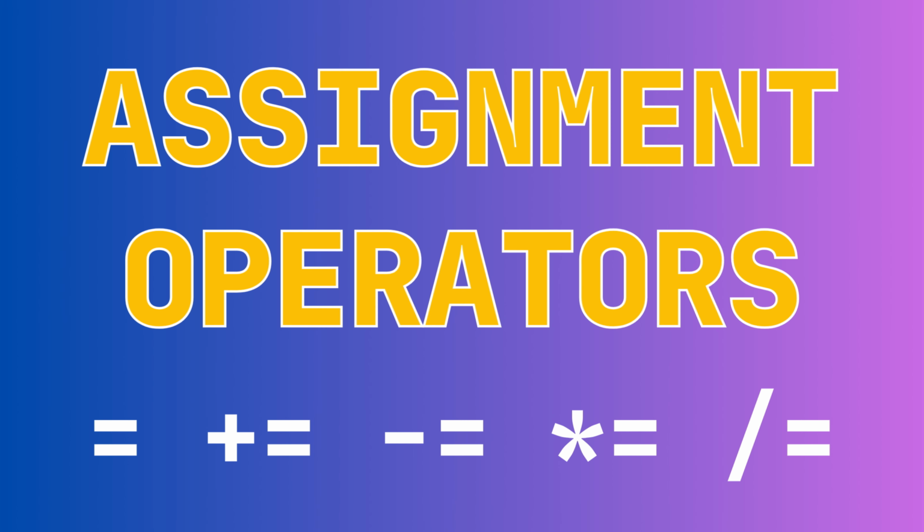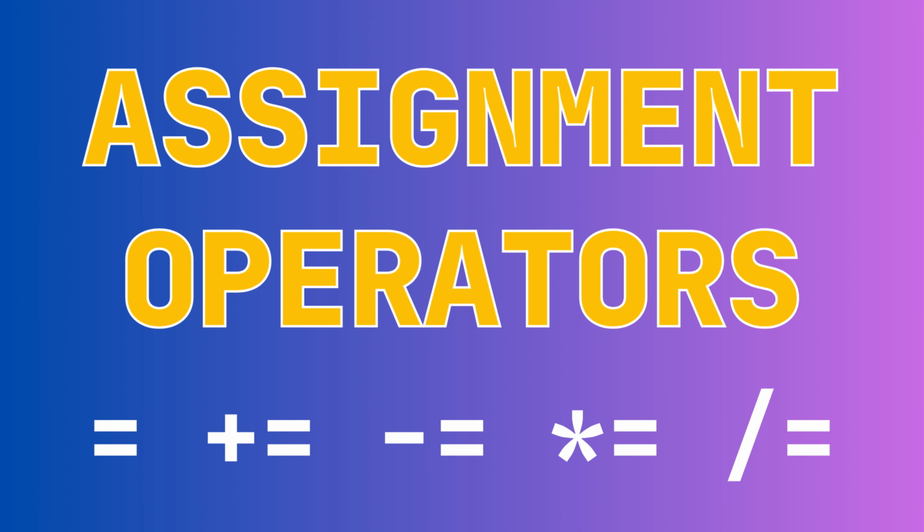Assignment operators in Java are used to assign values to variables. The simplest one is the equal sign, which sets the variable to a specific value. There are also combined operators like plus equal, minus equal, times equal, and so on, which modify the variable by performing an operation and assigning the result back.